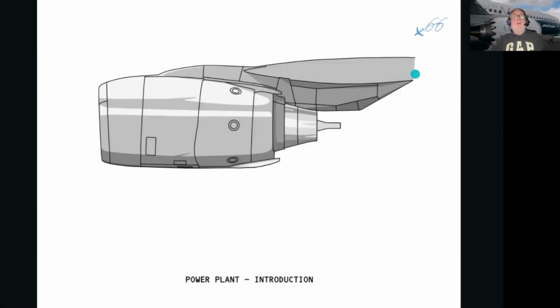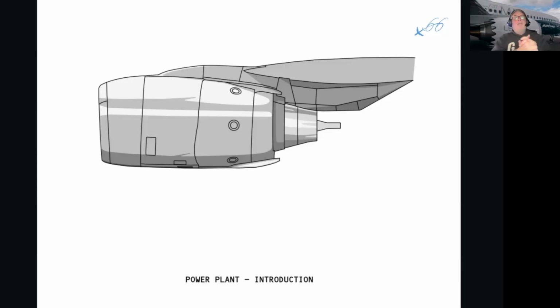So the first part is the power plant. Today I had an interesting conversation about what is a power plant and what is an engine. The power plant is all the surrounds of the actual machinery of the engine, and the information in this section is basically chapter 70, 71. It's all about the engine and all the things around the engine. This is the section in the training and even in the aircraft manuals.